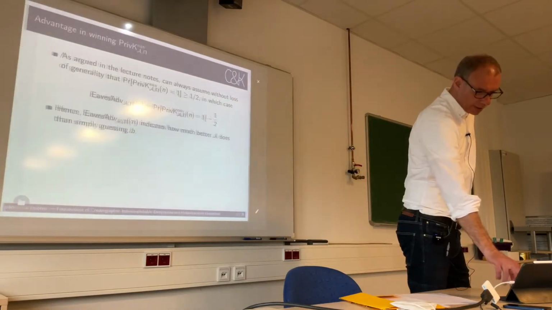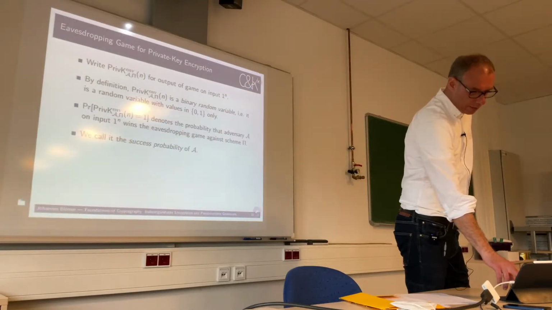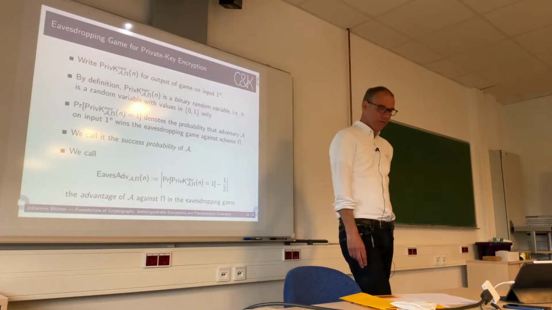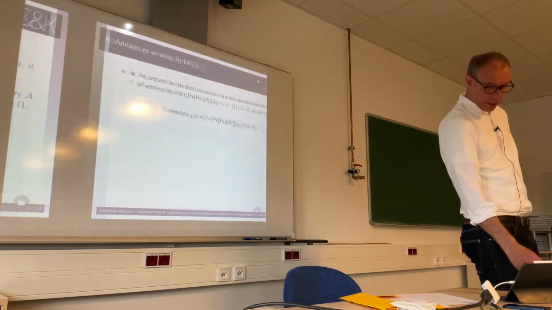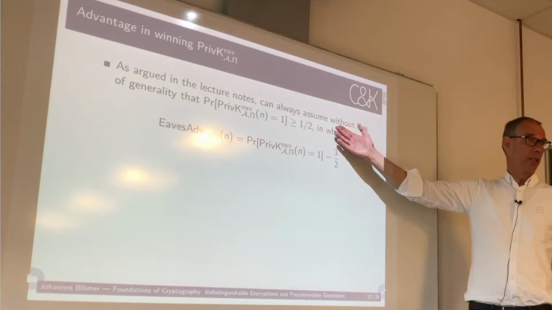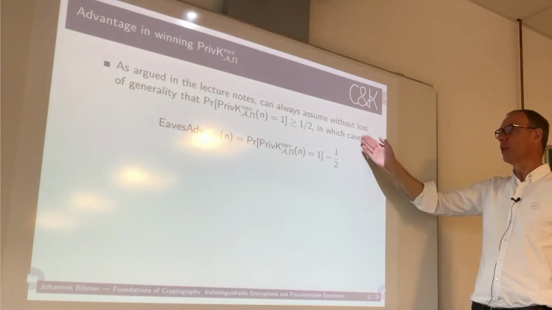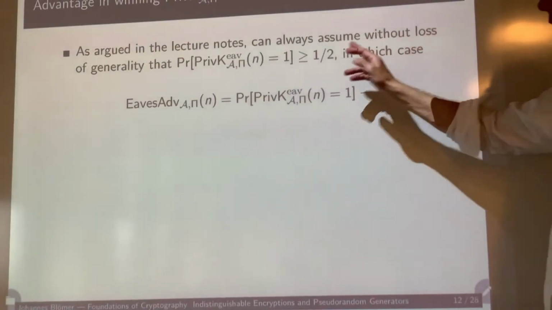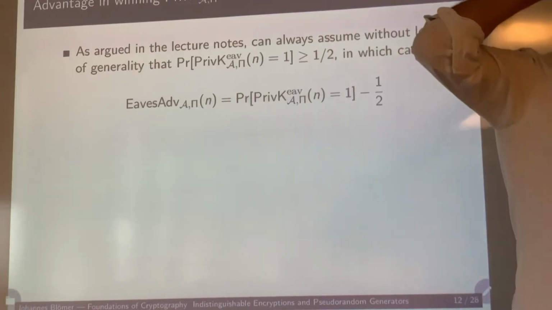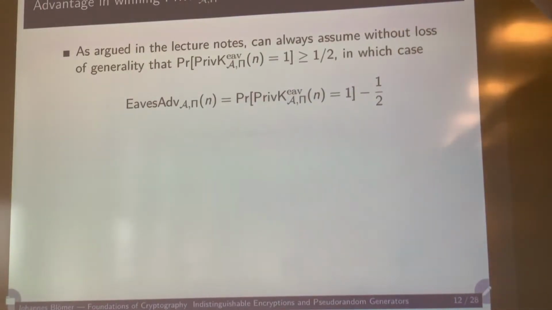Let me give you, as I said, the eavesdropping advantage is this with the absolute values around this thing. This is, as I said, often annoying, and I argue in the lecture notes in more detail that we can really assume without loss of generality that for all A's this is larger than 1/2. Or we only need to consider A's for which this is at least 1/2. If you have one with really much smaller than 1/2, just flip its output behavior.